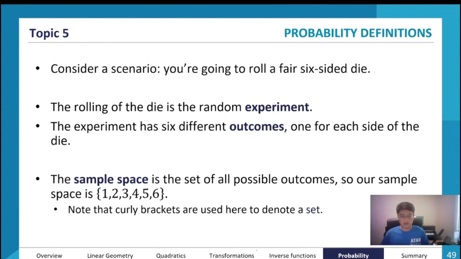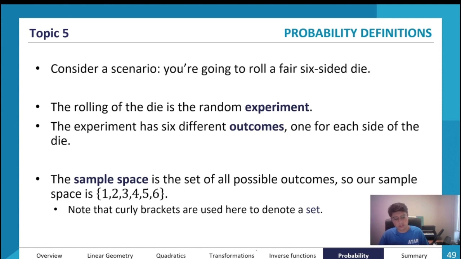Then, in terms of referring to each number on the die, each number represents a different outcome. So we have six different outcomes on a fair six-sided die. Either we roll a one, that's one outcome, or we roll a two, that's another, and so forth. So that's what we call an outcome. And then if we take the full collection of outcomes, then we get what's called the sample space. So it's the set of all possible outcomes. 1, 2, 3, 4, 5, and 6 in this case.